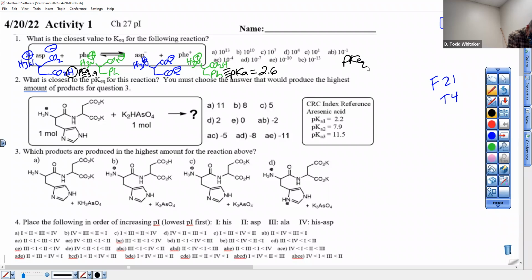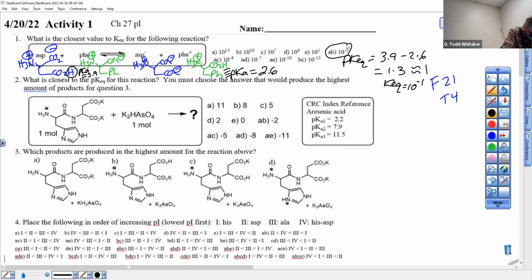pKeq. 3.9 minus 2.6 is 1.3. KEQ, it looks like they're all integers in the answers above, so make it the best integer, 10 to the negative 1. Nope, don't circle 10 to the positive 1. There you go.